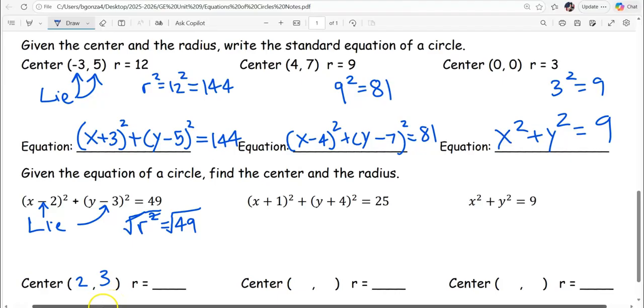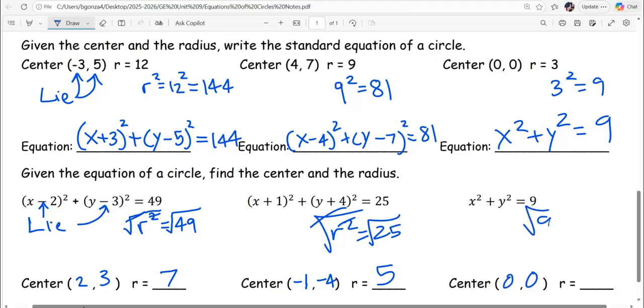Can you please take out the headphone? And you get 7. 7 times 7 is 49. Cool? Yep. All right, let's do these other ones real quick. Opposite of +1, -1. Opposite of +4, negative 4. And then R squared is 25. So what's the square root of 25? It is 5. No numbers like the one above it means the center is at the origin 0, 0. And then the square root of 9 is 3. It's too easy, Mr. G.